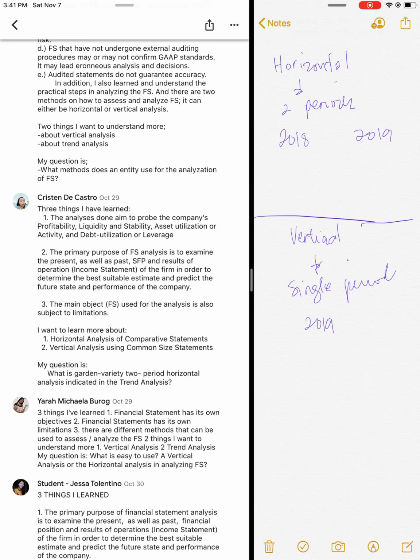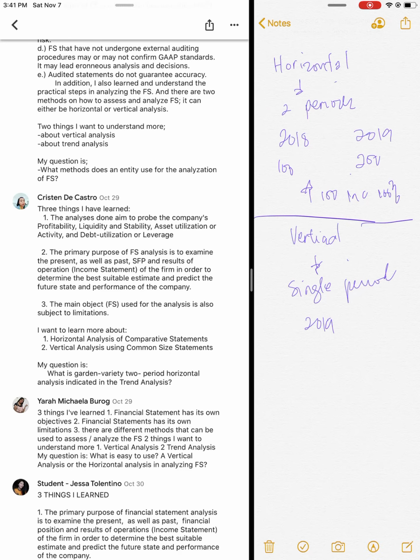The idea of horizontal analysis is you compare 2018, let us say this is 100, and 2019 this is 200. So when you analyze this, there is an increase of 100. Okay? Considering that it's a 100% increase.